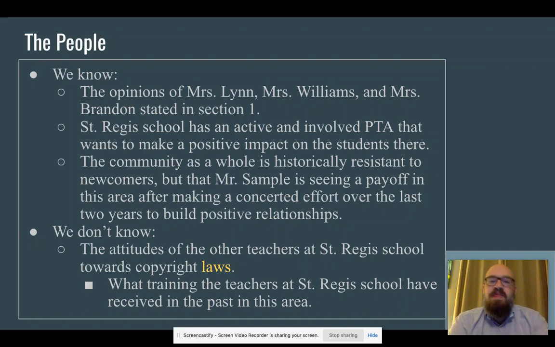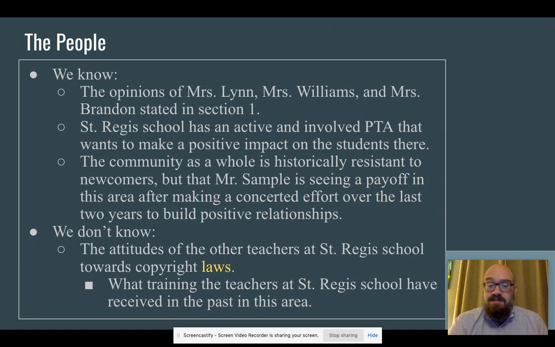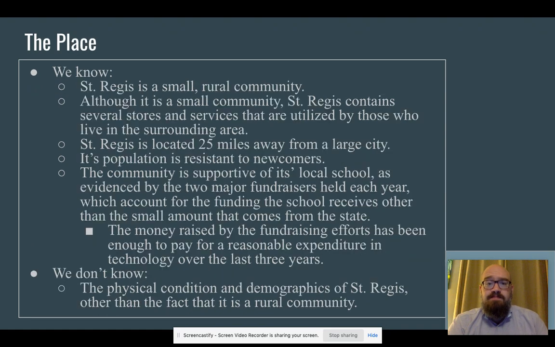When we look at the people, we know the opinions of the staff members listed in the previous section. We know that St. Regis School has an active and involved PTA that wants to make a positive impact on the students there. We know that the community as a whole is historically resistant to newcomers, but that Mr. Sample is seeing a payoff in this area after making a concerted effort over the last 2 years to build positive relationships. What we don't know is, in general, what the attitudes of the staff as a whole at St. Regis is towards copyright laws. We also don't know what training those teachers have received in this area in the past.